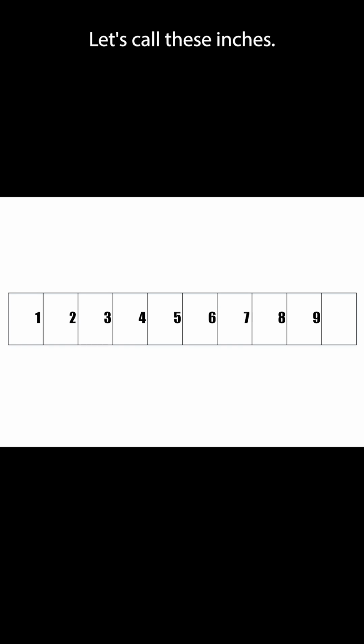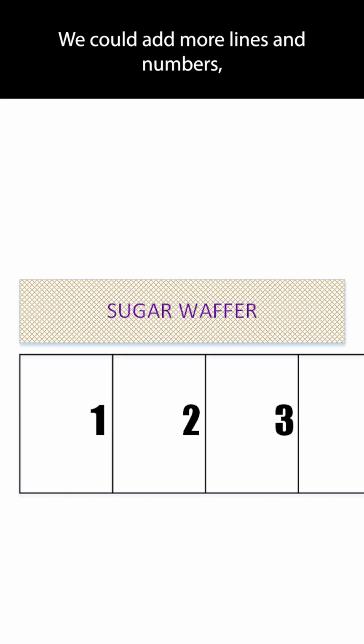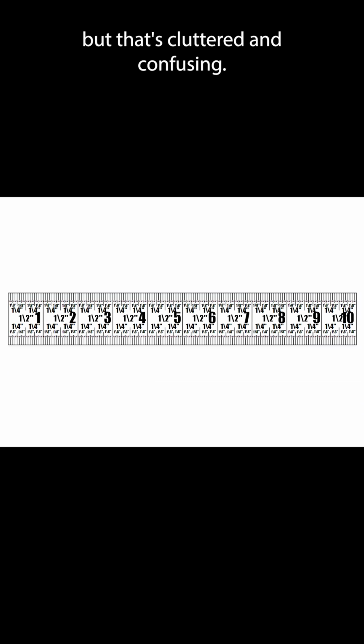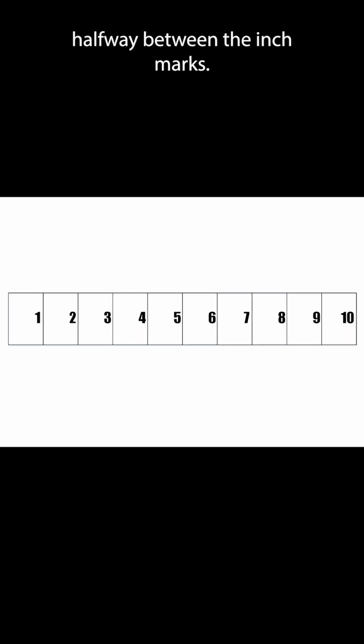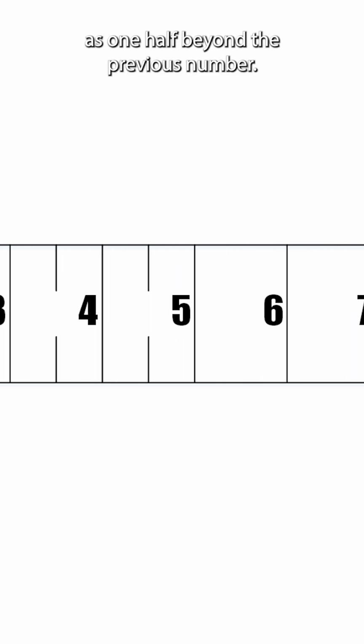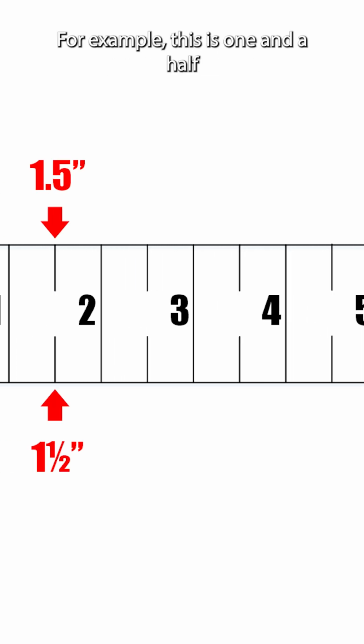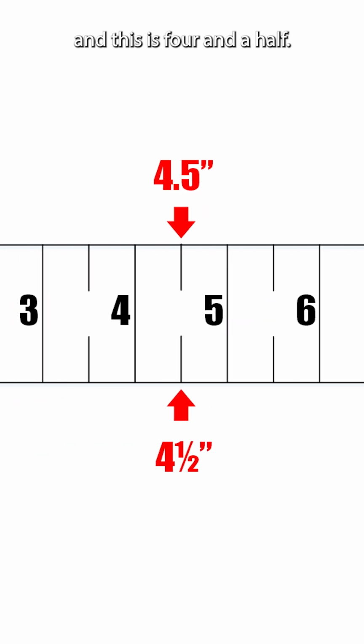Let's call these inches. What if the thing we're measuring lands between the lines? We could add more lines and numbers, but that's cluttered and confusing. So instead, let's start with a mark halfway between the inch marks. We can call it half of an inch and refer to it as 1/2 beyond the previous number. For example, this is 1.5 and this is 4.5. Now we don't need numbers for reading these lines because they're read in the context of the previous inch.